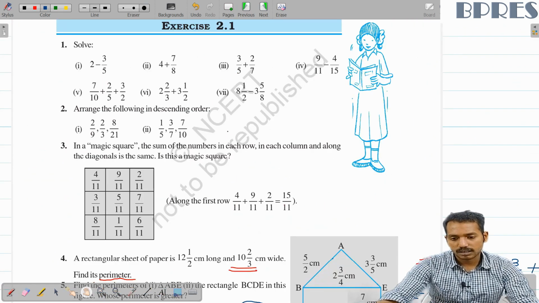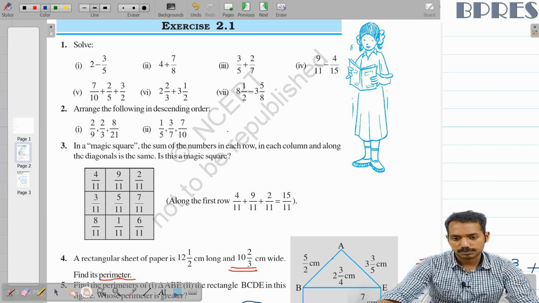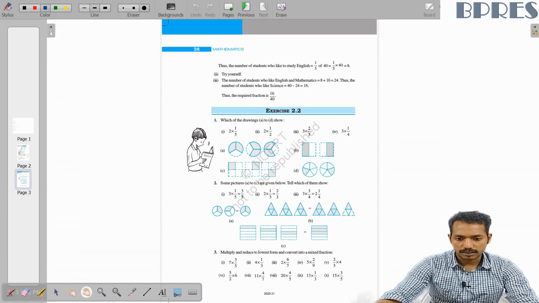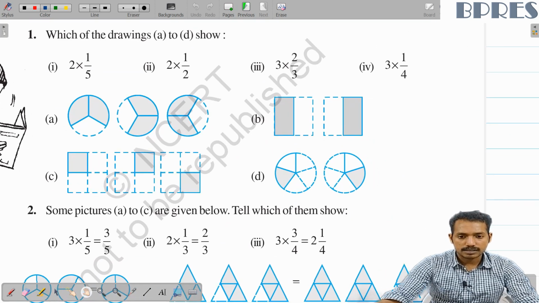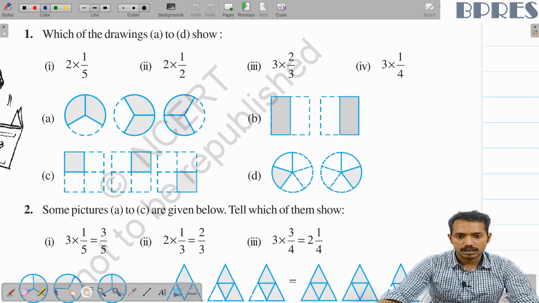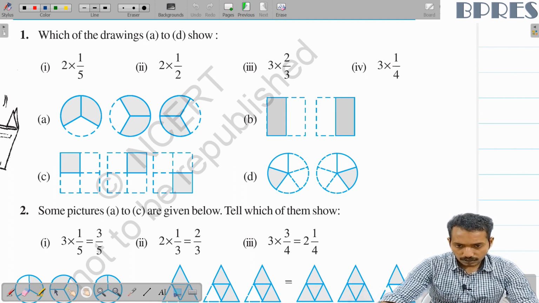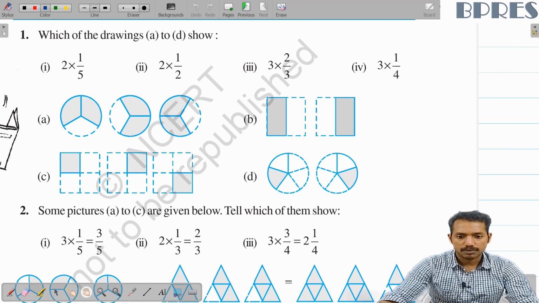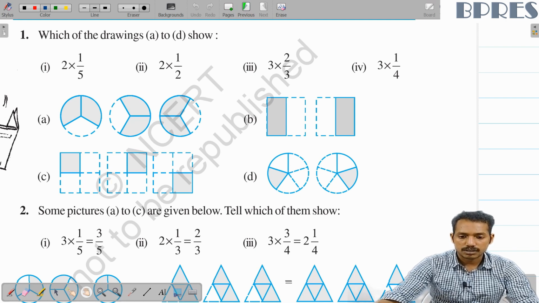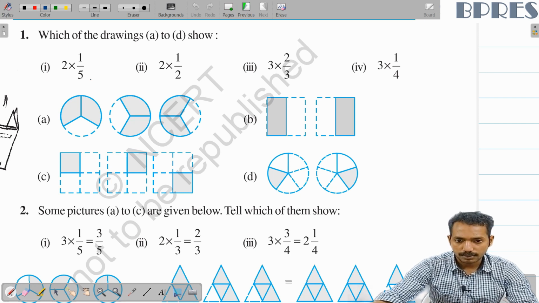Now let's move to the questions given in exercise 2.2. Okay, regarding the multiplication. So let's take this one. In this case, see which of the drawings A to D shows the corresponding number. What is the first question given here? That is 2 into 1 by 5.